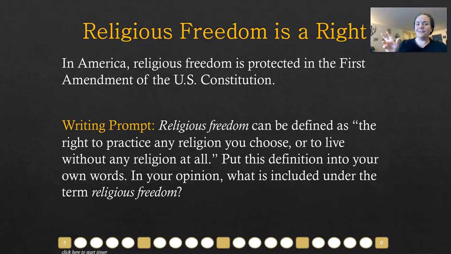So this is your little writing prompt. Right now, it's mostly a think-it-through prompt. You can put your notes into the cheat sheet as you like. Religious freedom can be defined as the right to practice any religion you choose or to live without any religion at all. In the note-taking sheet, go ahead and put that definition into your own words. In your opinion, what would be included under the term freedom of religion? You can pause me right now.